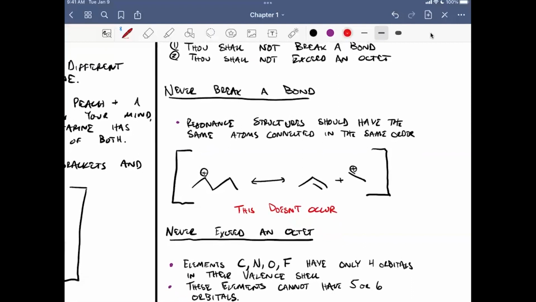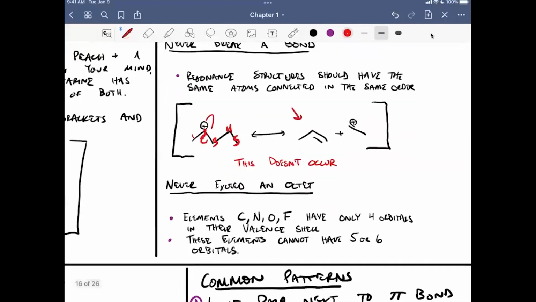The example I have here, we have 1, 2, 3, 4, 5 carbons, and this second resonance structure shows that we take this bond and break it into two separate structures. That should not occur for resonance. You should have the same structural setting between all resonance structures.